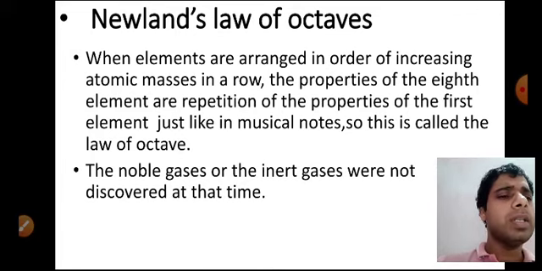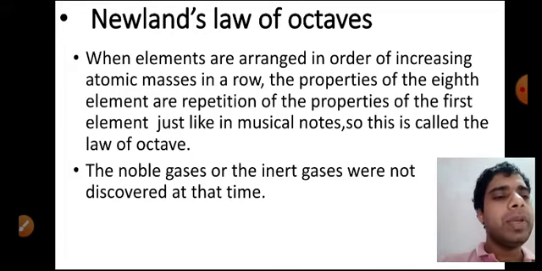Sa re ga ma pa dha ni sa. The first is sa, and the last one is also sa. So that is the resemblance to the law of octaves, eight elements. That was given by Newlands. And what is Newlands' law of octaves?